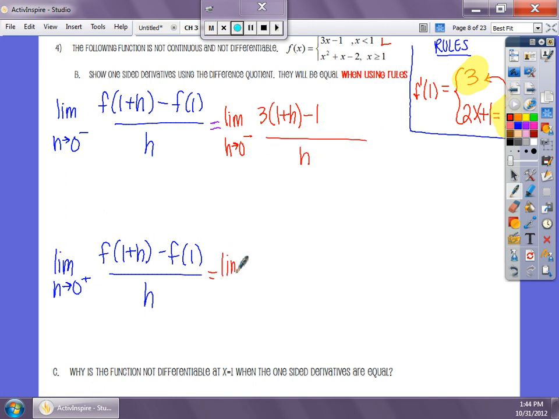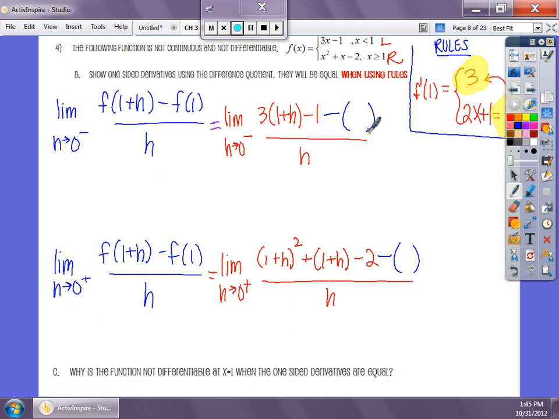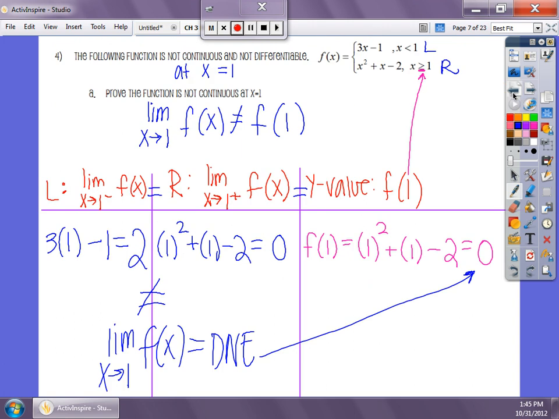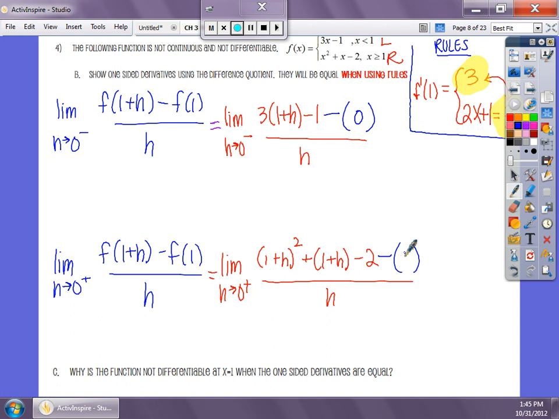In this case, I would have the limit as h goes to 0 from the right, and the f of 1 plus h function would be this guy here, which is the right function. So (1 plus h) squared, plus 1 plus h, minus 2, all over h. And then remember, I'm subtracting away f of 1. Well, f of 1 we already found. If you remember, f of 1 was equal to 0. So, if f of 1 is 0, it's the same y value here and here.